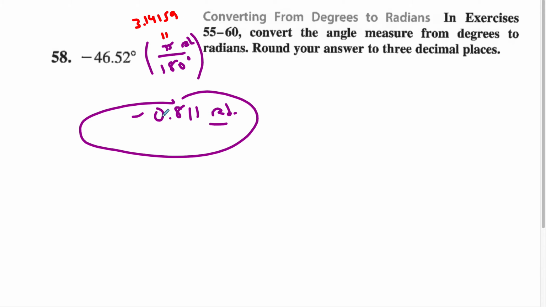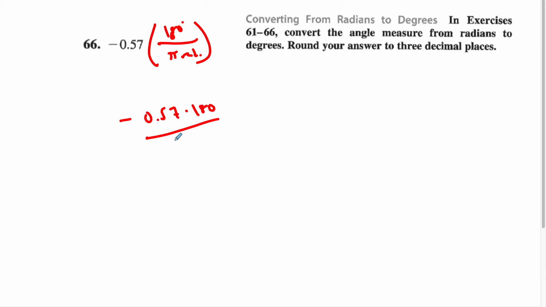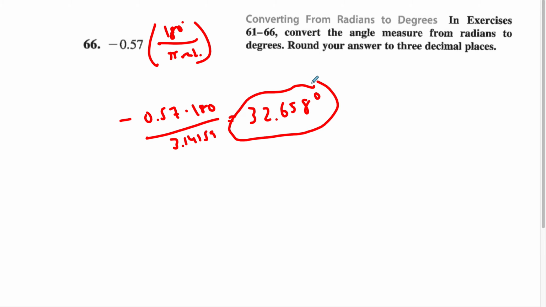So the key thing here is we treat the pi as right around 3.14159, right? 3.14. Negative 0.57 radians, which means now the pi goes on the bottom and the 180 degrees on top. Same idea. It's going to be negative 0.57 times 180 divided by 3.14159, because we're going to treat that as numeric equivalent, roughly, right? So 0.57 times 180 divided by pi is 32.658 degrees. Okay, pretty precise.